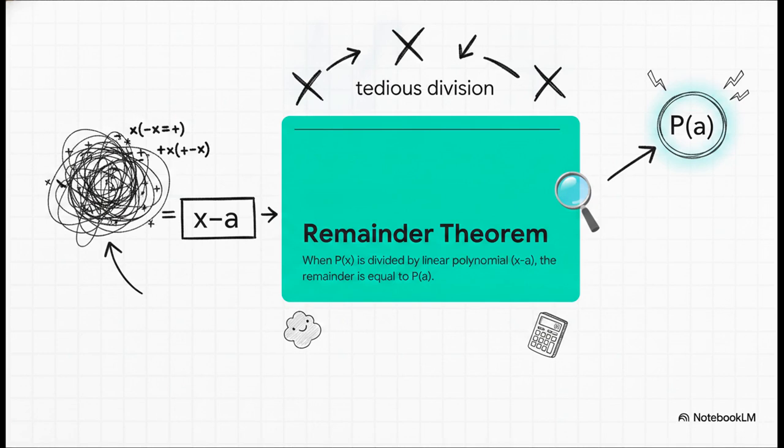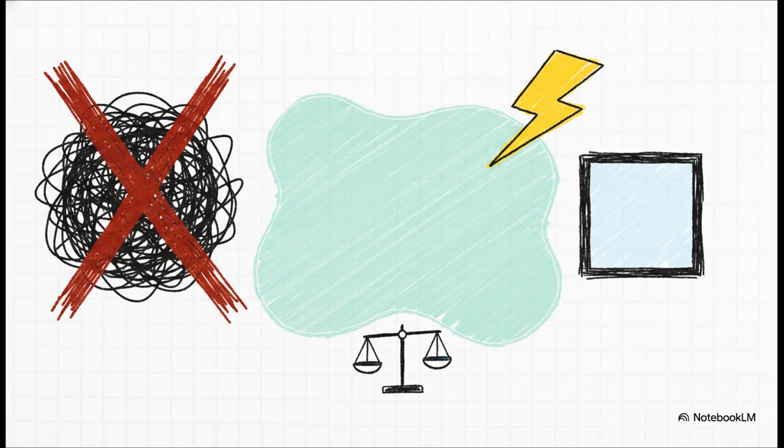Honestly, nobody has time for that. Enter the remainder theorem. This theorem says skip all of that. If you're dividing by a linear polynomial like x minus a, just take the root a and plug it directly into your original polynomial. The value you get back, that is your remainder. It's an absolute game changer. We can test this shortcut right now.